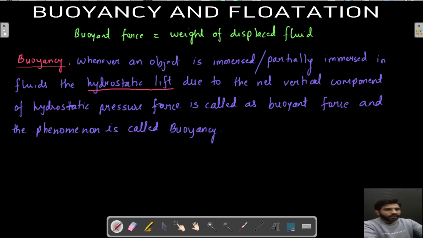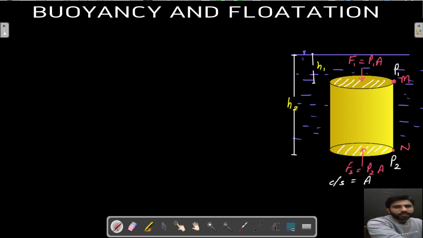As we can see here, the hydrostatic lift is due to the net vertical components of hydrostatic pressure force. F1 and F2 are the hydrostatic pressure forces, that is, the forces due to the pressures at the respective surfaces. We have studied pressure in detail in our previous videos, so you can watch those to understand what pressure is and how we measure it. Due to P1 we get a force F1, and due to P2 we get a force F2. The net resultant of F1 and F2 will give us the buoyant force.